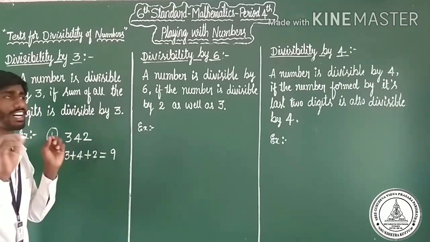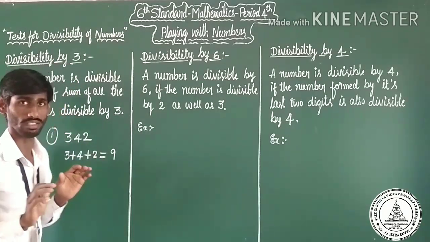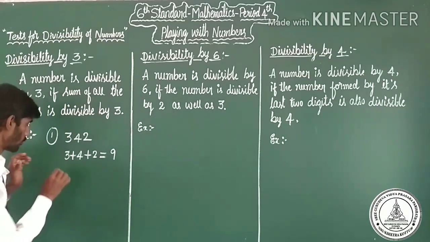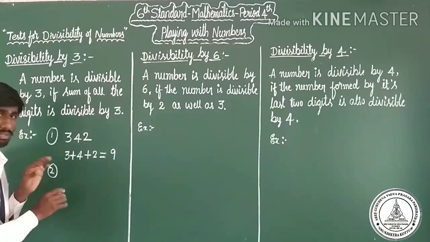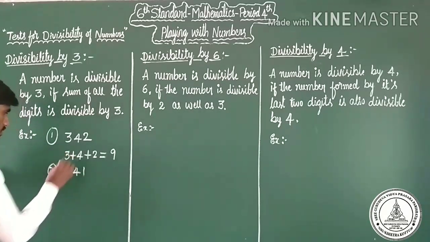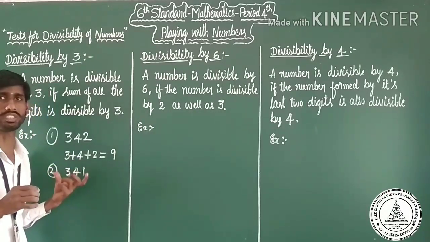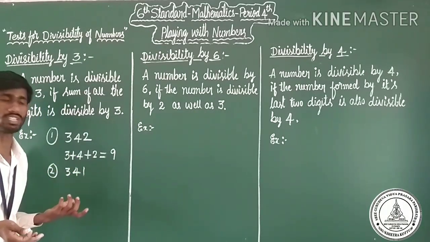342 is divisible by 3. I think you have understood. One more example, I'll change the number. Observe here, 341. Just think yourself: does it follow the divisibility rule of 3 or not? How do we check?